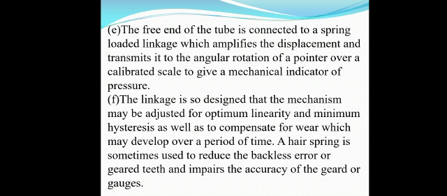Next, the free end of the tube is connected to a spring loaded linkage, which amplifies the displacement and transmits it to angular rotation of a pointer over a calibrated scale to give a mechanical indication of pressure. Next, F point, the linkage is so designed that the mechanism may be adjusted for optimum linearity and minimum hysteresis, as well as to compensate for wear which may develop over a period of time. A hairspring is sometimes used to reduce the backlash error of the gear teeth, which impairs the accuracy of the gear or gauges.